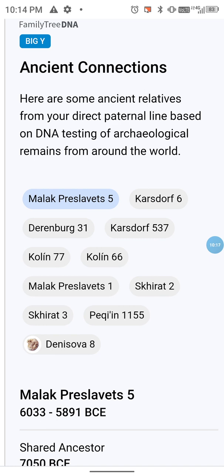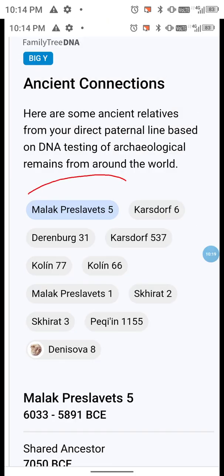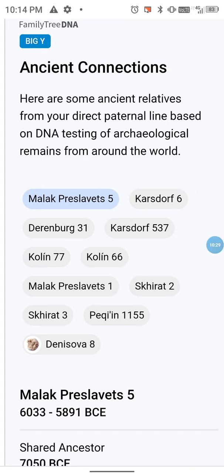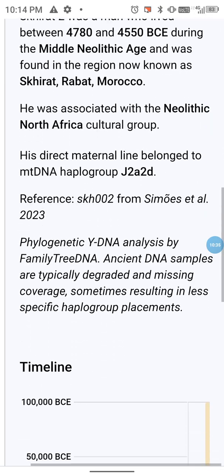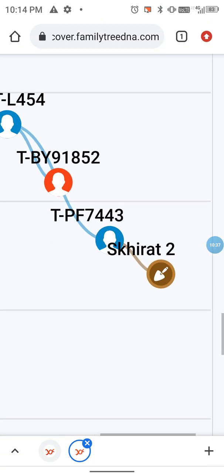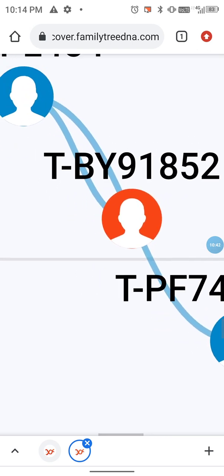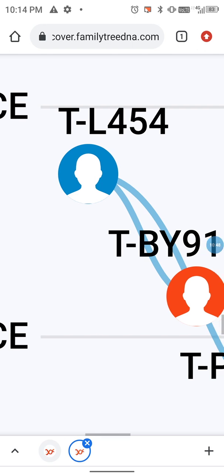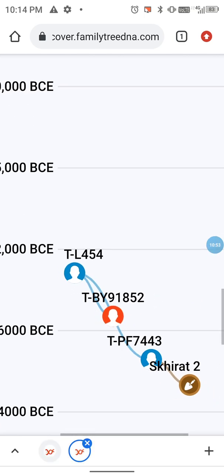And in case you didn't jot it down, I'm going to outline it for you. These are the samples that are positive for that SNP. Just to clarify and show you, I'm going to pick a different one. And as you see, that branch that I believe is from Morocco is not positive for that SNP. It has T-L454 in common, but it's not part of this. Okay?